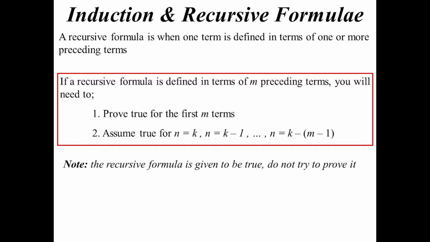But what you don't do, and this is a mistake I see happen, don't try and prove the recursive formula. Okay? That's given to you as a fact, so you're allowed to use it. That's not what you're trying to prove, the recursive formula. So let's look at a simple one here. This sequence, the first term is the square root of 2. Every term after that is going to be the square root of 2 plus the term before it. We have to show that every single term in this sequence is less than 2.